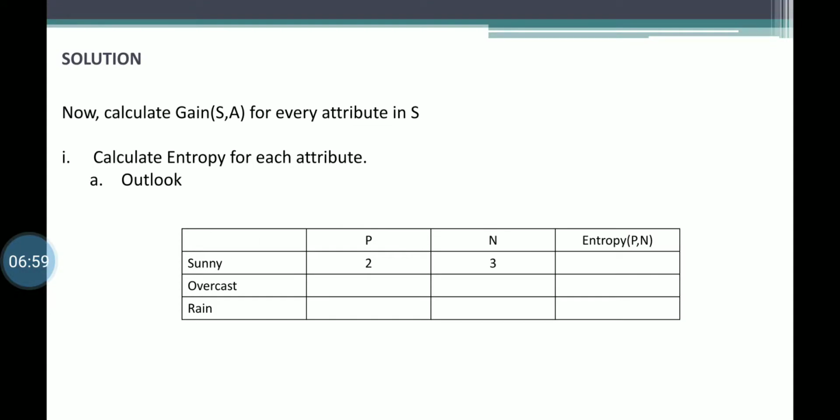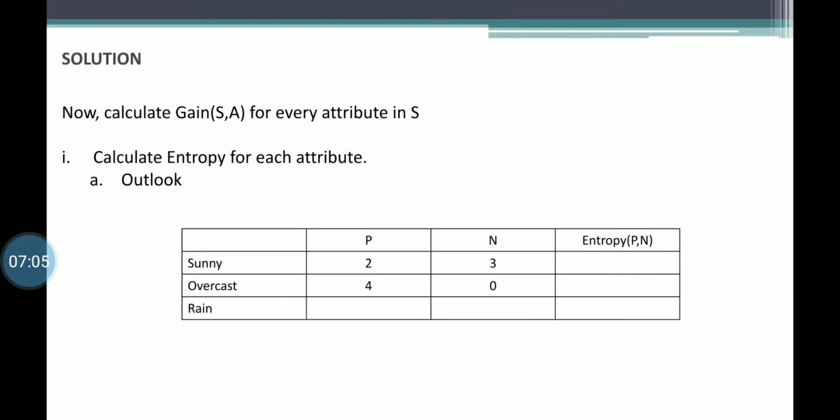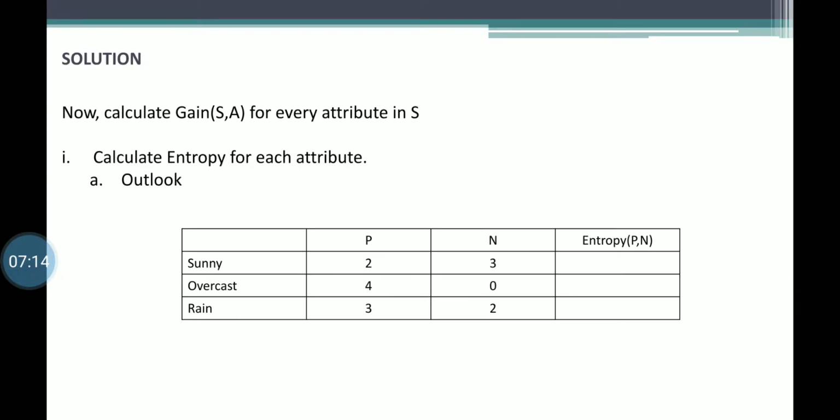Same way we will go with overcast. With overcast as the value, all are positive samples, so 4, 0. Then rain. With rain as the value, 3 are positive and 2 are negative. So rain will be getting 3 and 2 as the value.